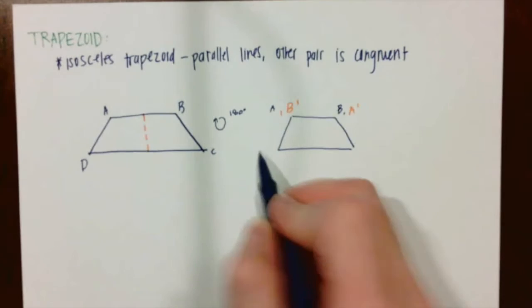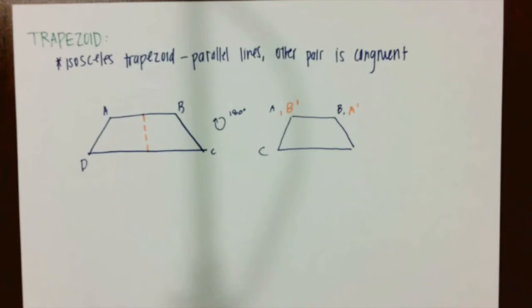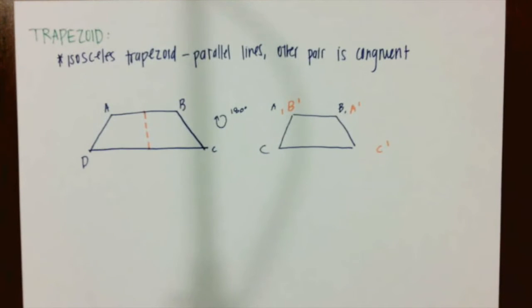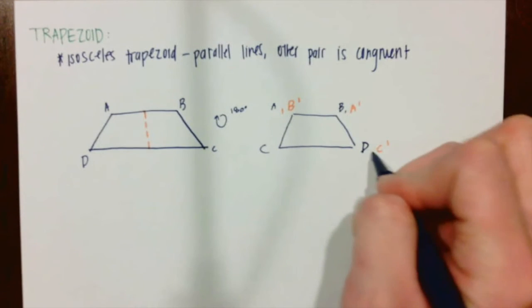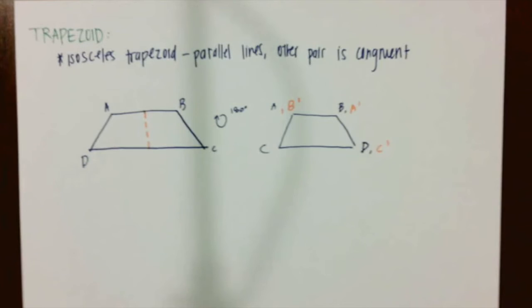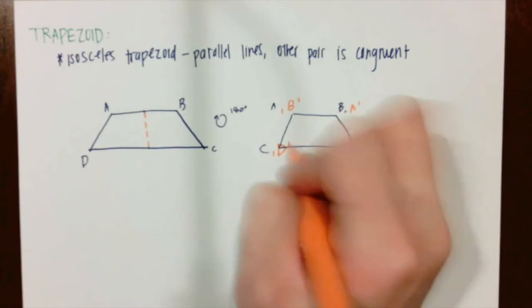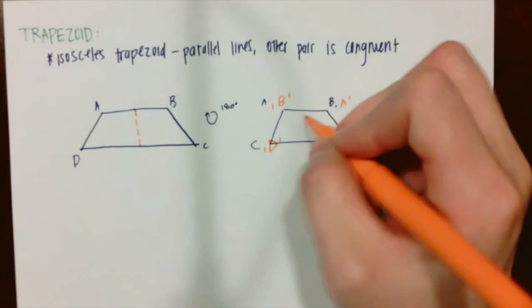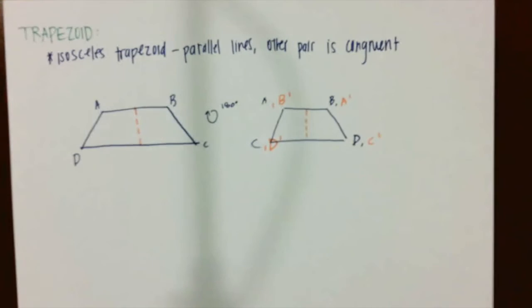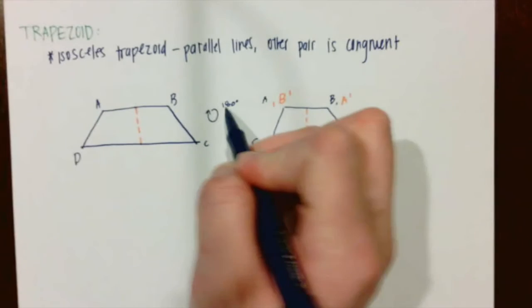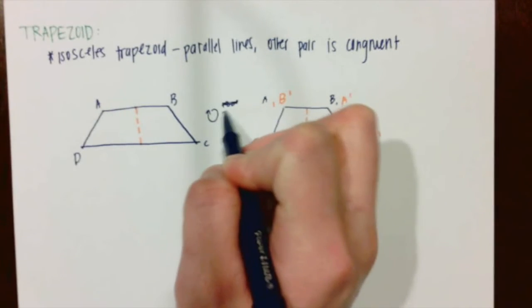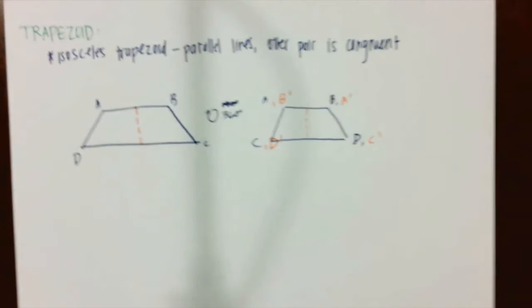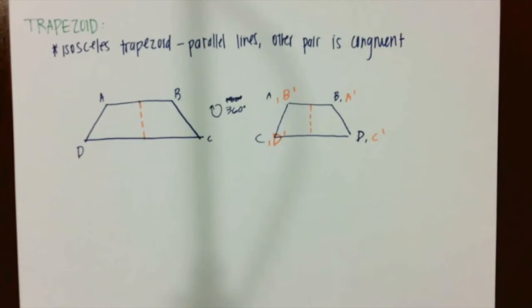C started right here, but after the flip, it ends up over here. And D started out over on the right side, but after the flip, it ends up over here on the left side. We still have our axis of symmetry going down the center. And I just realized I said 180 degree. This is a 360 degree rotation to get it to end on itself.